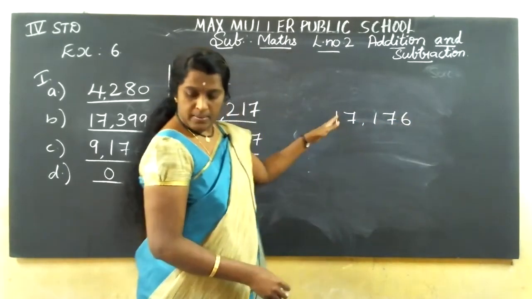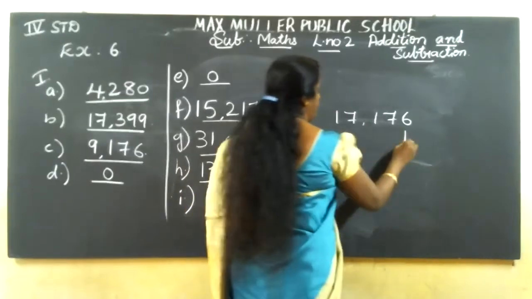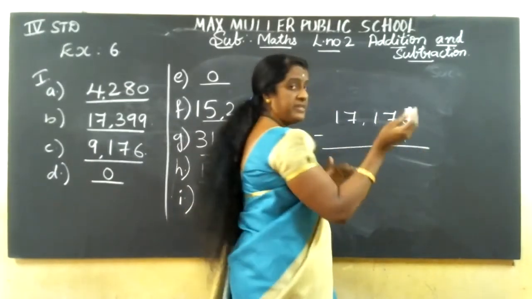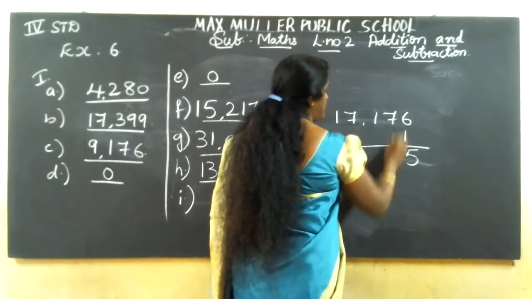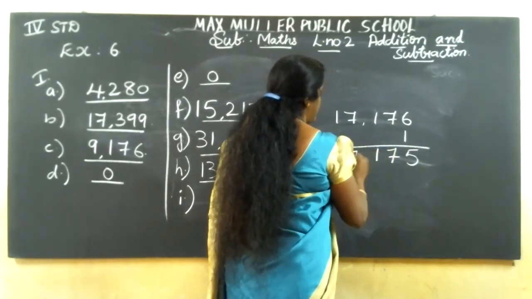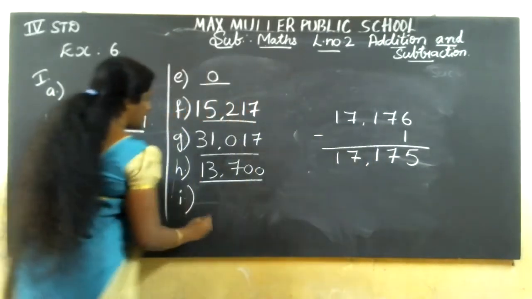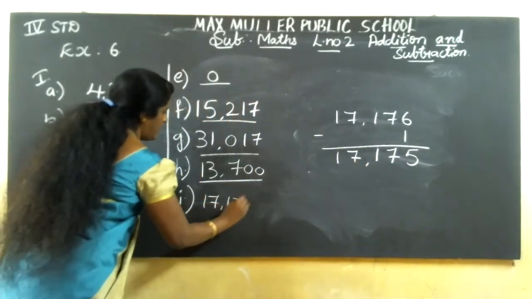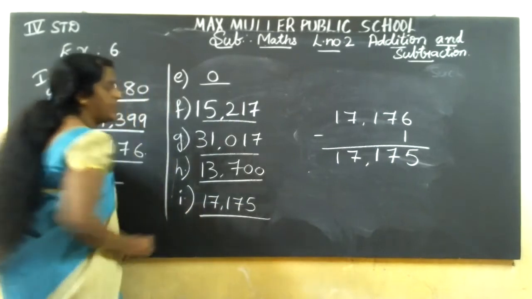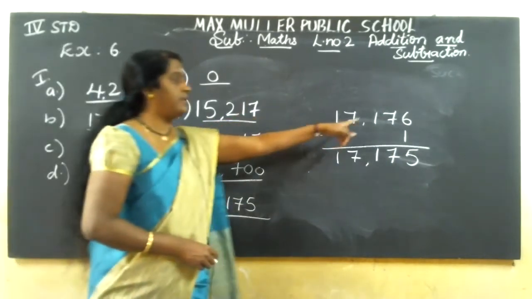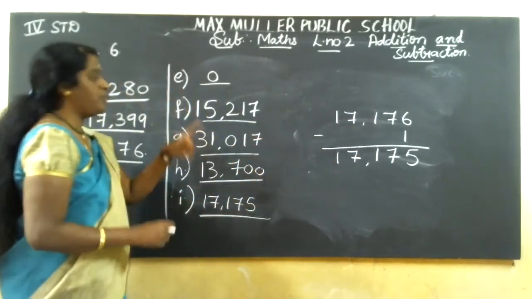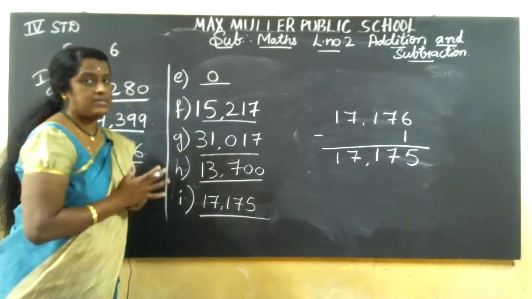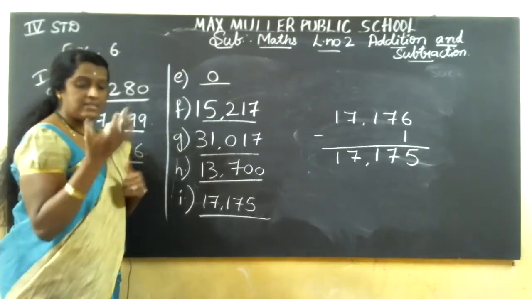Here, minus 1. Minus 1 means predecessor. Okay, 6 minus 1, 5, 7, 1, 7, 1. So your answer is 17,175. The question is 17,176 minus 1. If we do minus 1, it will become the predecessor. Plus 1 means it is the successor.